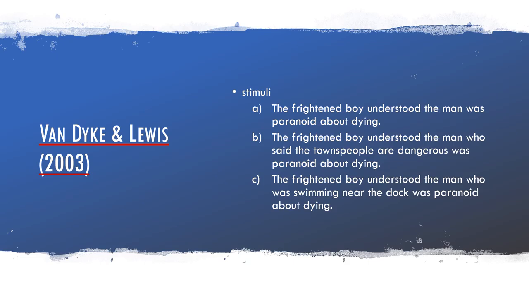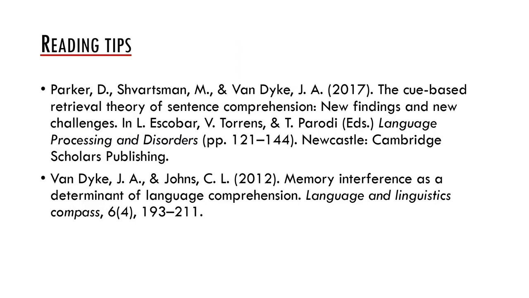Van Dijk and Lewis measured reaction times using the self-paced reading paradigm, and they also tested acceptability judgments and comprehension using questions such as "was it the man who was paranoid?" In sum, they found that interference had a significant effect on both reading times and acceptability judgments, but the distance as such did not. The authors thus argue that interference is the key variable influencing the reanalysis of garden paths.